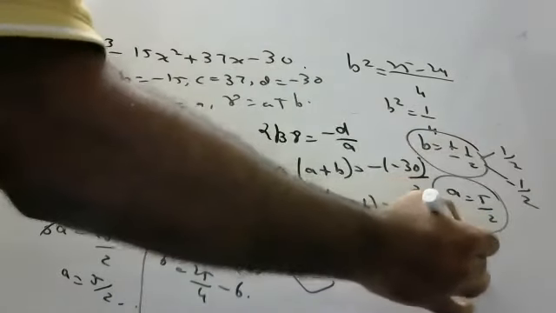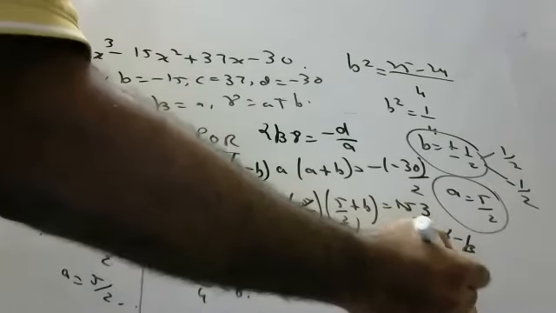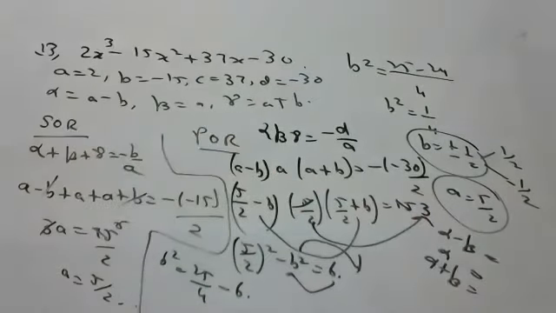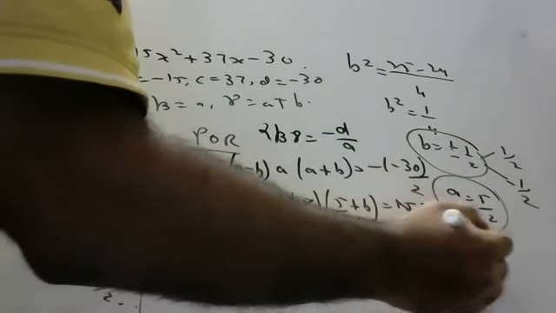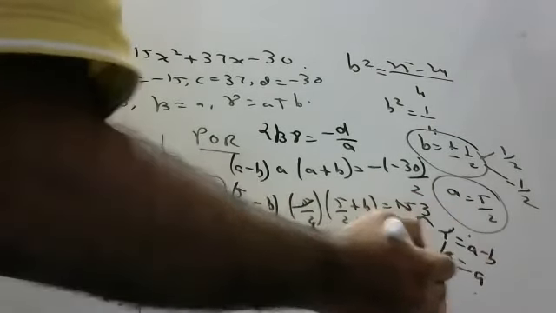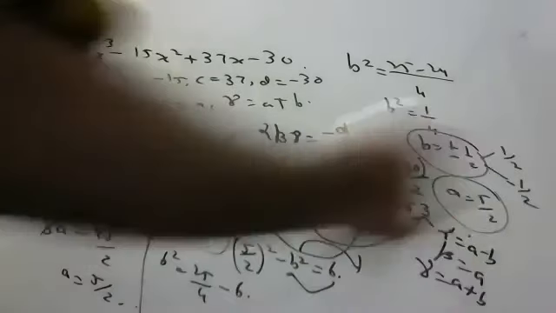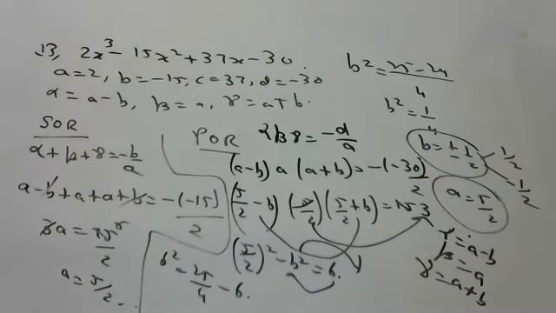So you find out alpha, beta and gamma. For alpha, what do you do? a minus d. For beta, what do you do? a. For gamma, what do you do? a plus d. Substitute once. Yes, the procedure is the same, children.